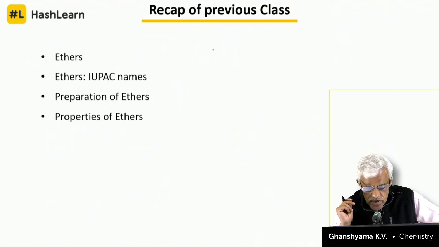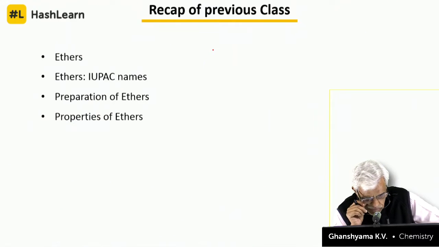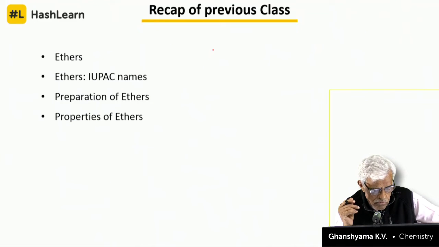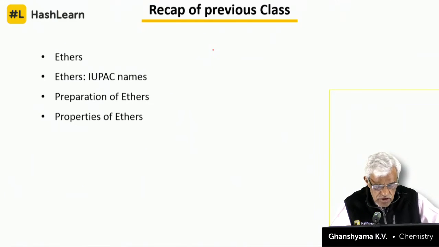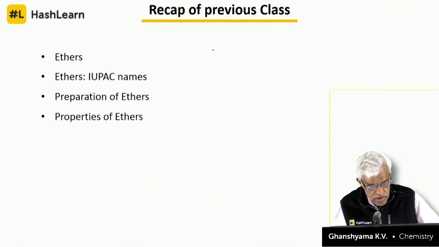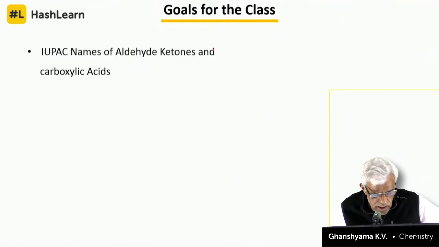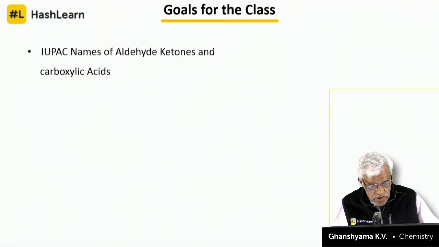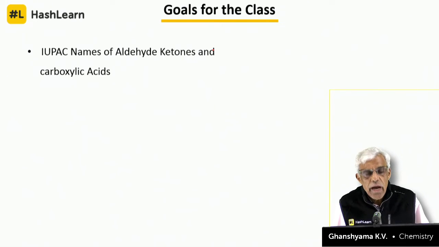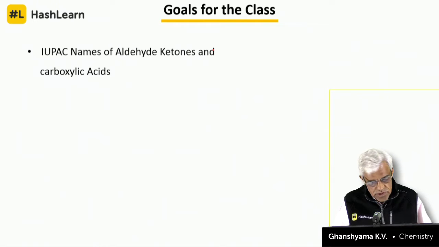So in the previous class I explained the IUPAC names of ethers, preparation of ethers and properties of ethers. Today I am going to take up what are aldehydes, ketones and carboxylic acids and the IUPAC names of some of the aldehydes, ketones and carboxylic acids. Okay?